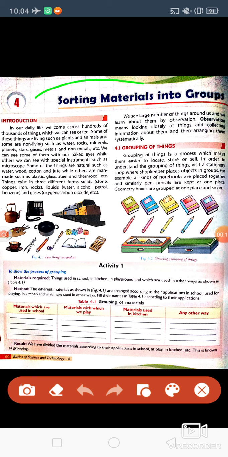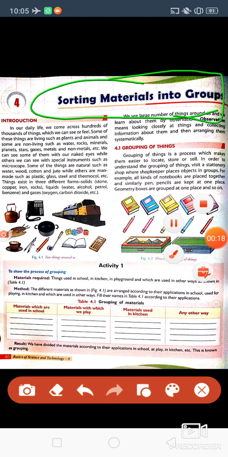So, this is the chapter we are going to deal with today, sorting materials into groups, which comes under your chemistry portion. The first portion we are going to deal with today is matter. From your childhood only you are studying about matter, so we'll discuss it today in a little bit broader manner.